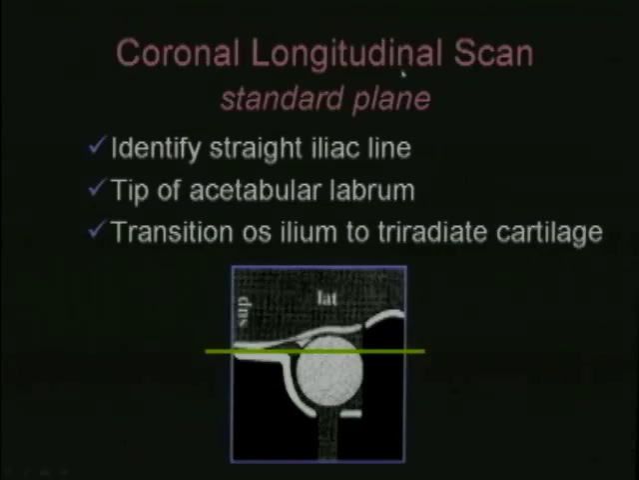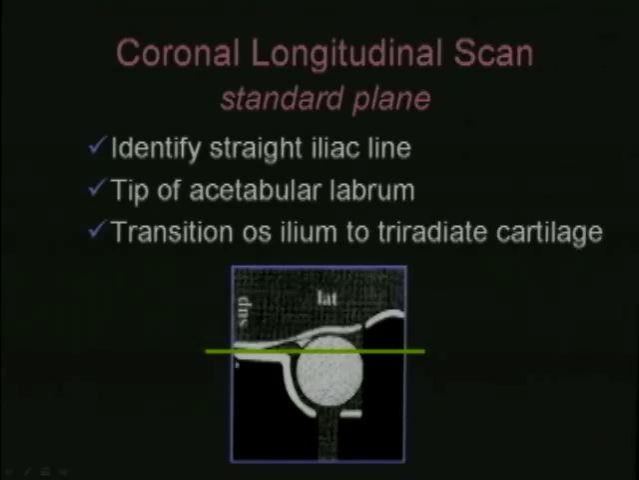It must be done in the standard plane, and what this means is that in order to be sure that we are scanning in the right plane, we have to identify the straight part of the iliac bone. We need to be able to draw a line that is parallel with the ground to know that it's the right position. We should be able to see the tip of the acetabular labrum, and we should see the transition of the iliac bone to the triradiate cartilage.